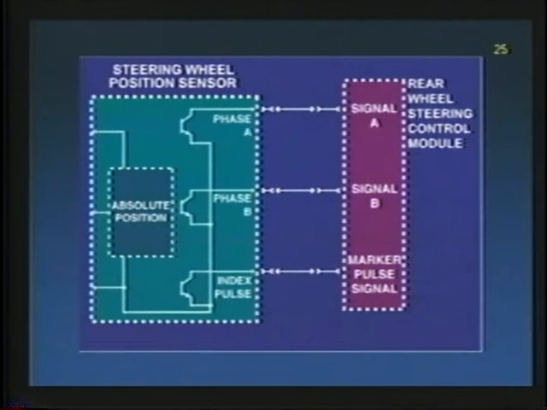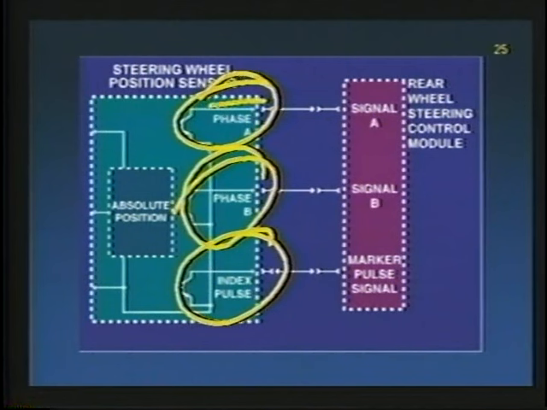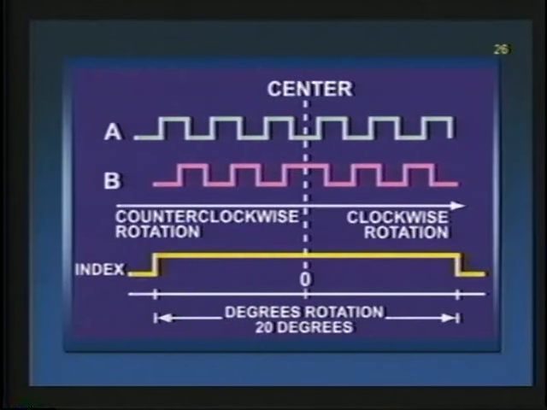Look at the analog, now dealing with digital. We have phase A, phase B, and index pulse. Those signals are sent out from the steering wheel position sensor and go to the rear wheel steering module. The input to the module. Now, let's take a look at the actual signal here. This next graphic shows us square waves. Makes sense. A digital signal has to be a square wave.